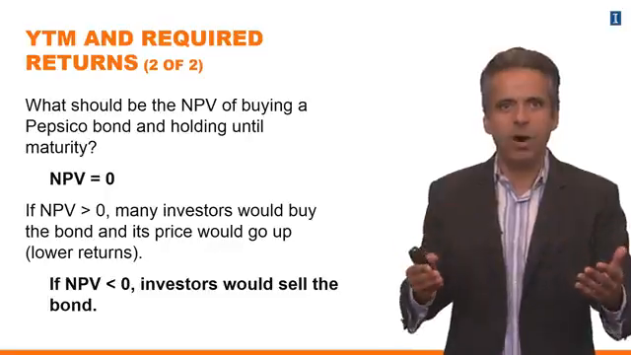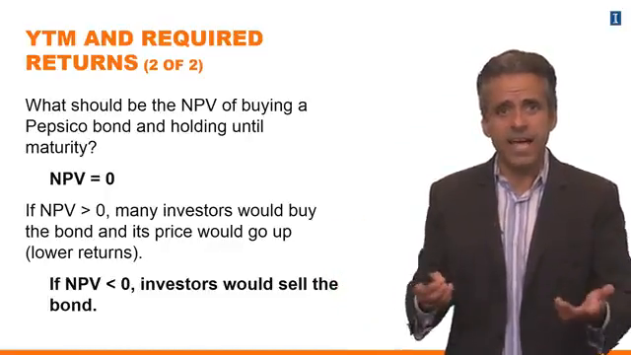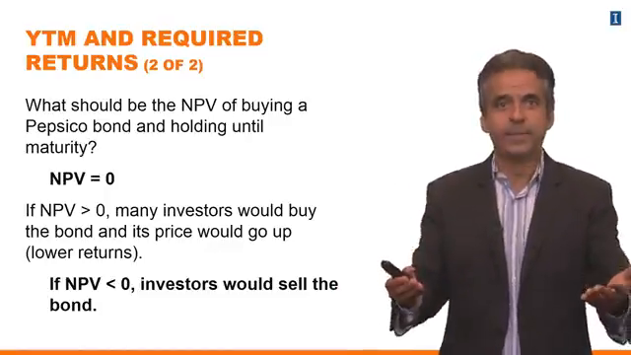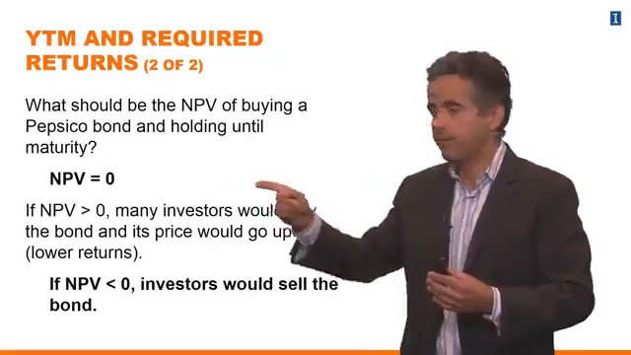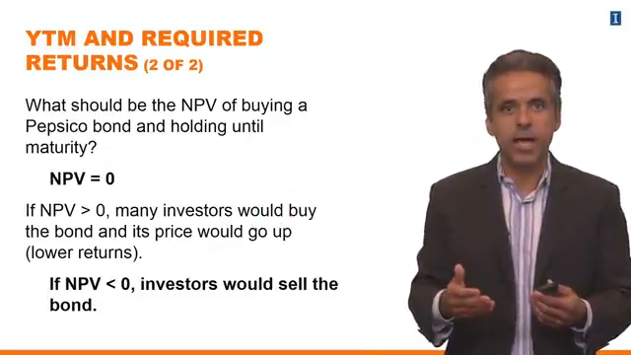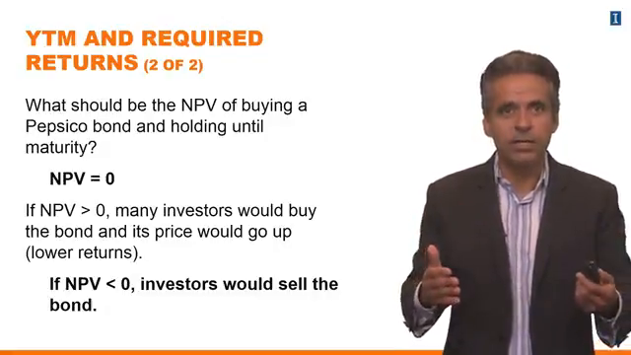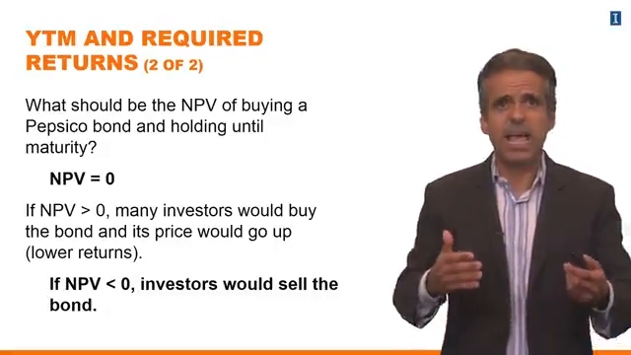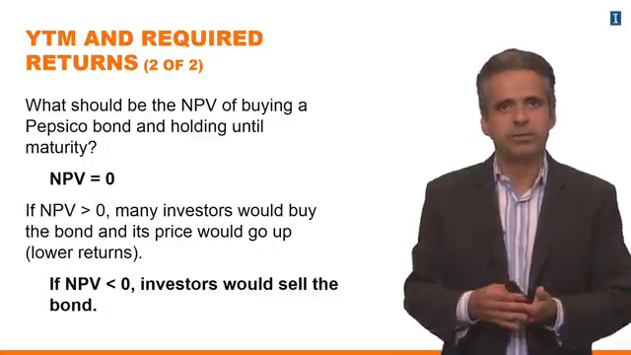So if the NPV is positive, everybody would be buying the bond. Same thing, right? If the NPV is negative, everybody would be selling the bond. Okay? So the only possible equilibrium in the market for a PepsiCo bond is one where the net present value is 0. Okay? For a financial asset like a bond that is very simple to understand, that everybody can buy and sell, NPV equals 0 is a very reasonable assumption.